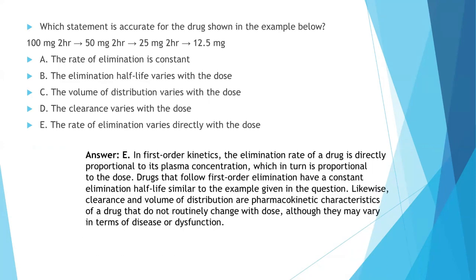In first order kinetics, the elimination rate of a drug is directly proportional to its plasma concentration, which in turn is proportional to the dose. Drugs that follow first order elimination have a constant elimination half-life, similar to the example given in the question. Likewise, clearance and volume of distribution are pharmacokinetic characteristics of a drug that do not routinely change with the dose, although they may vary in terms of disease or dysfunction.